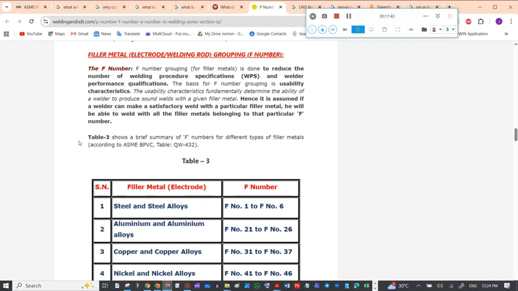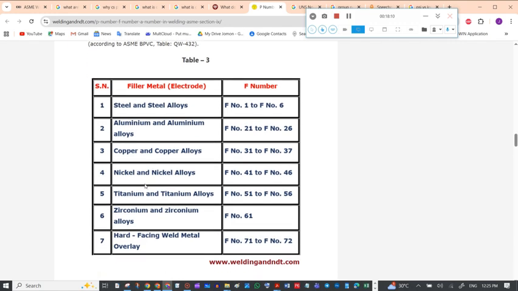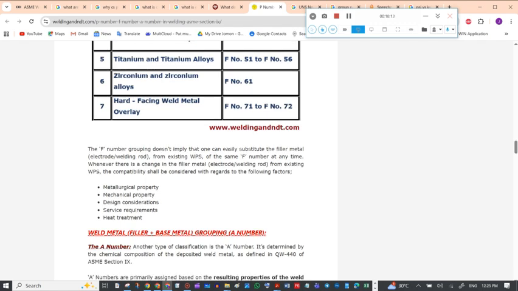If a regular welder can make a satisfactory weld with a particular filler material of an F number, then he will be able to weld with all the filler materials belonging to that F number. So F numbers of different weld filler materials are: steel and steel electrodes F1 to F6, aluminium, copper, like that. F number grouping does not imply that one can substitute filler material from the existing WPS at any time.